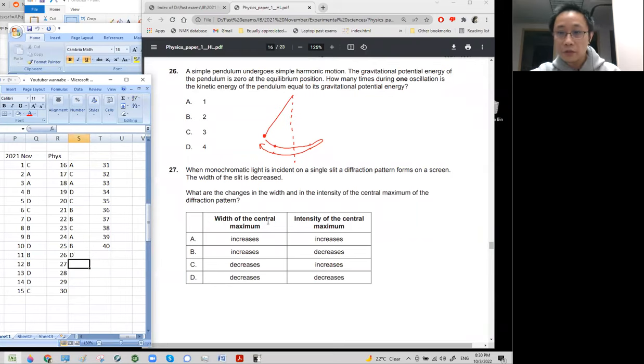Monochromatic light is incident on a single slit. A diffraction pattern forms on a screen, and now you decrease the width of the slit. The single slit equation is angle equals lambda over b, and b is the width of the aperture. What are the changes in the width and the intensity of the central maximum if you make b smaller? Well, if b becomes smaller without changing the wavelength, then the angle becomes wider. So the width should increase, but the overall intensity should decrease because there's simply less light being emitted through. So the answer should be B.